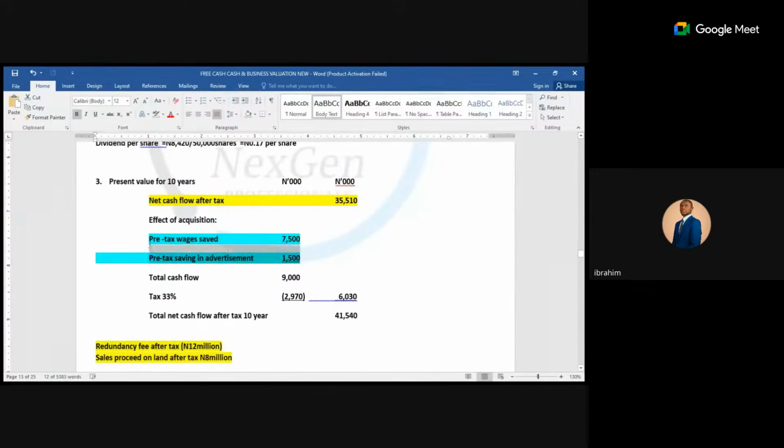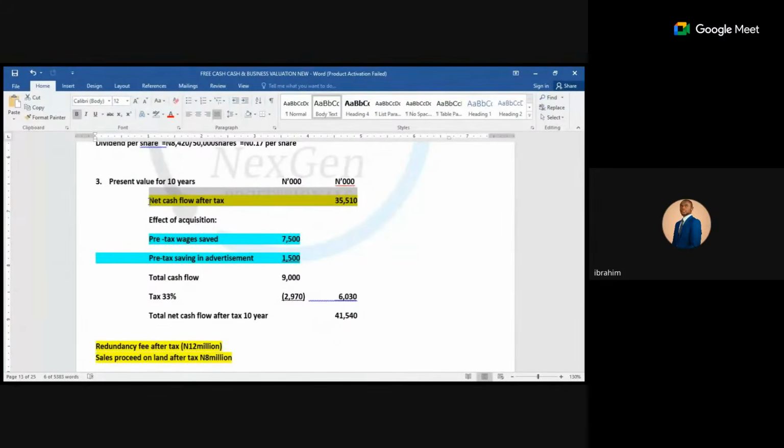This is in real cash flow. The 9,000 naira here, class, is in real cash flow. Why? Because it is stated in the question that these two are in real terms. Is that also why this one we pick from the financial statement, which we assume that the 35,510 is in money terms.